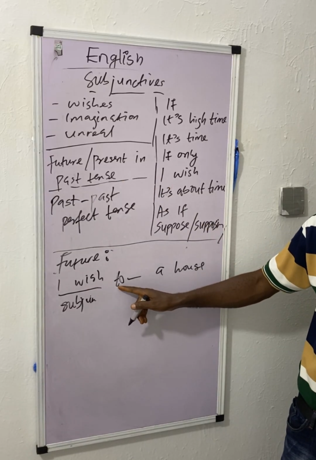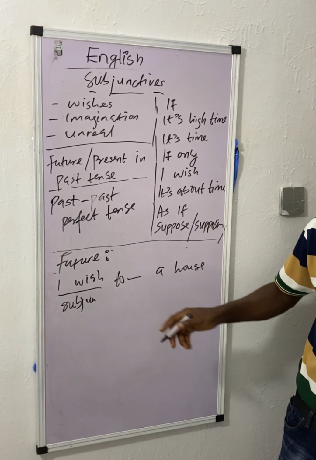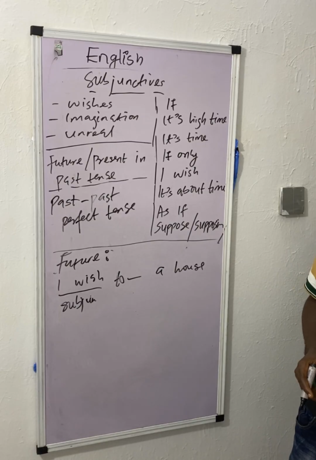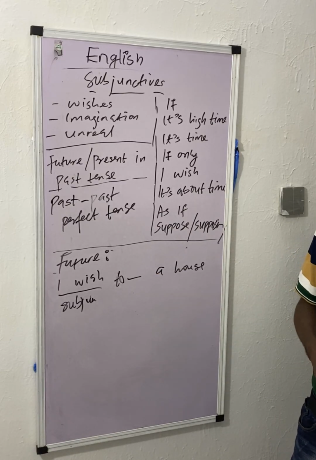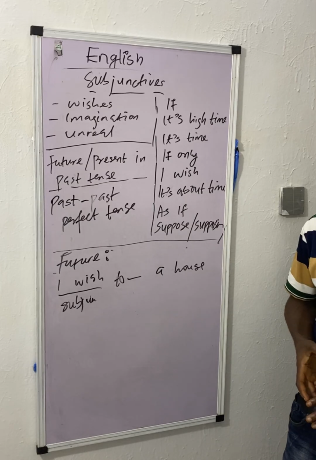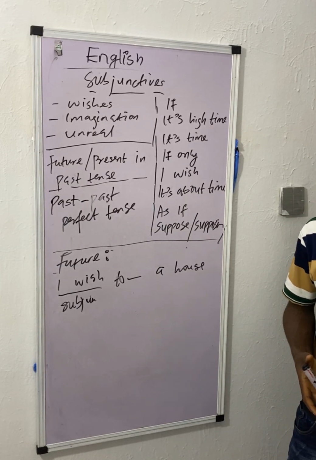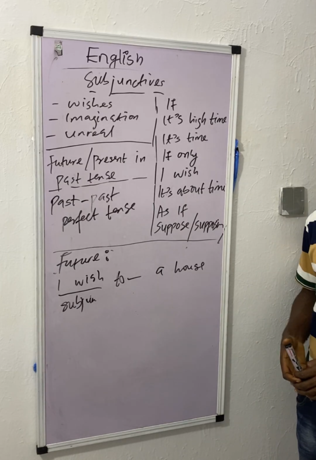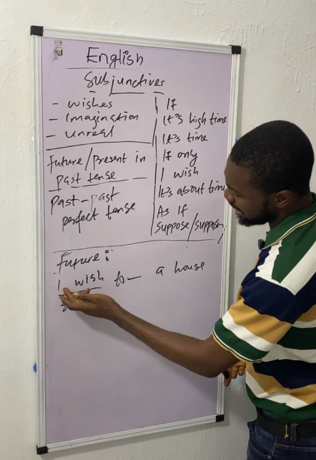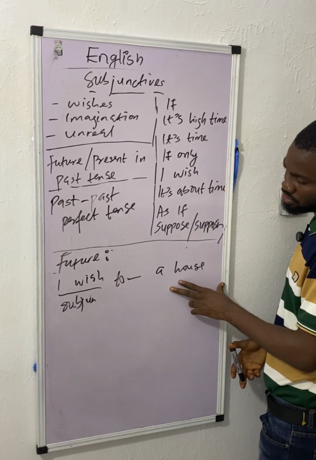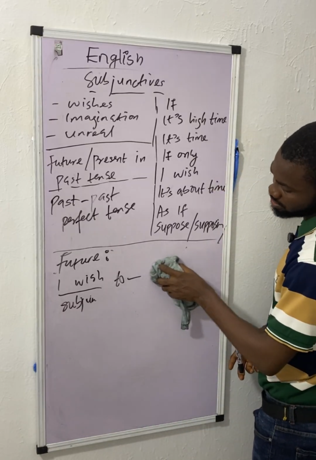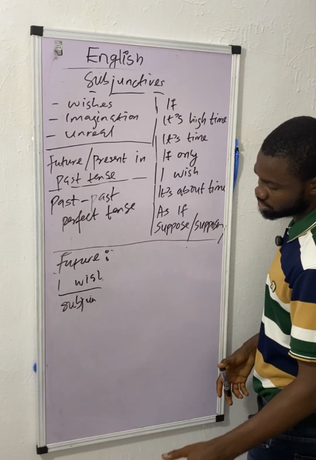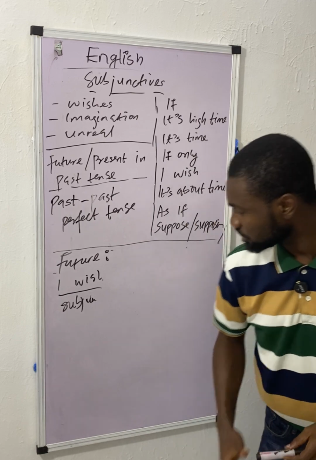I wish to have a house. Is this statement correct? I wish to have a house. Let's use another statement. Let's use "I wish I could". I wish I blank.